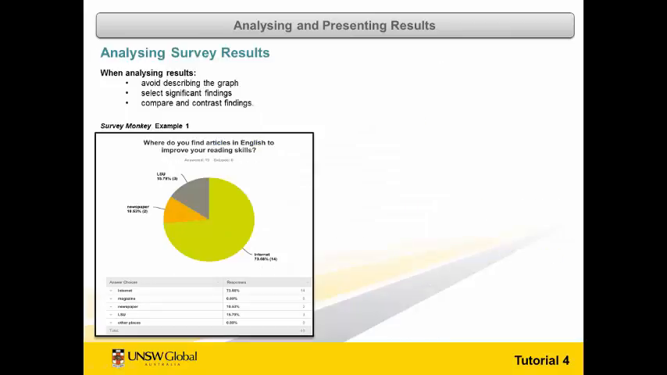I'd like you to think about analyzing the survey results. When analyzing results, avoid simply describing the graph. Instead, try to select findings that are significant, such as the largest or smallest proportion. You can also compare and contrast your findings.